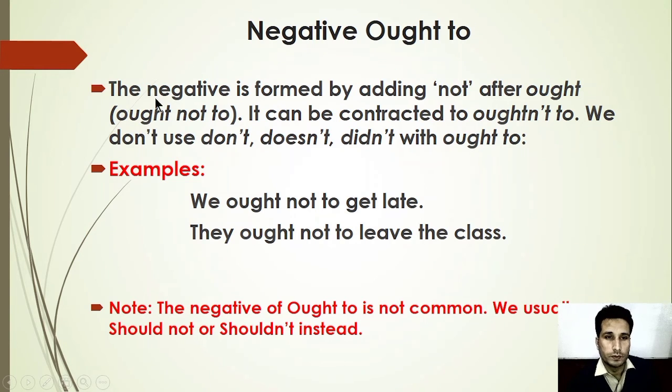Negative of ought to. The negative is formed by adding not after ought: ought not to. It can be contracted to oughtn't to. We don't use don't or does not, did not with ought to. Okay, so that is very simple. We ought not to get late. They ought not to leave the class. But remember, the negative of ought to is not very common. We usually use should not or shouldn't instead. So we normally do not use negative of ought to. Instead of that, we normally prefer should not or shouldn't.